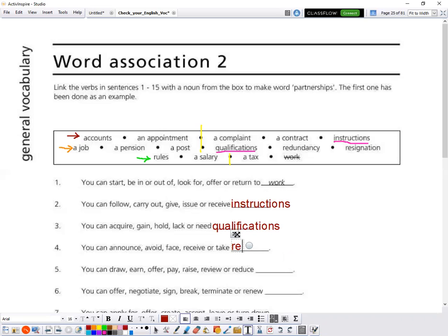Redundancy. Yes, redundancy. It has different meanings, but most of them focus on what? Focus on letting others leave work by force. According to what, or because of what? Because of more people in that place. Type. So redundancy.